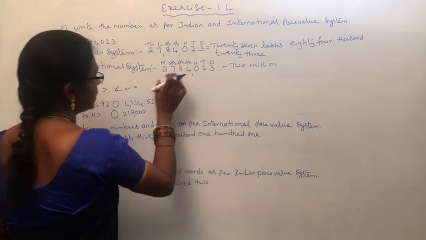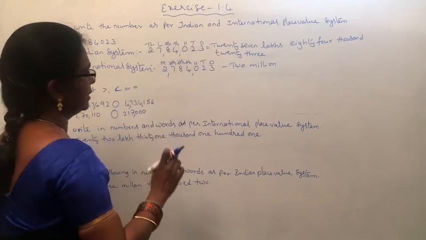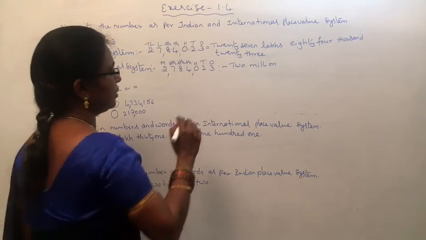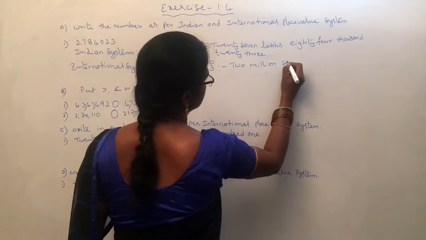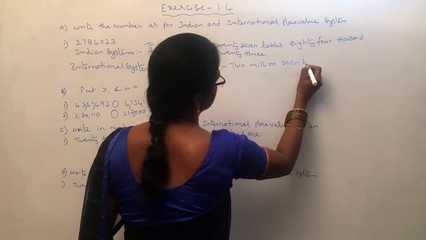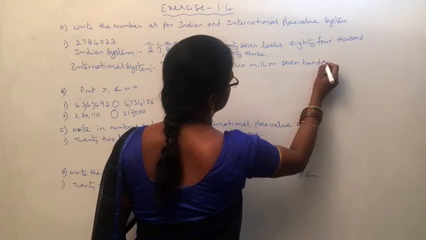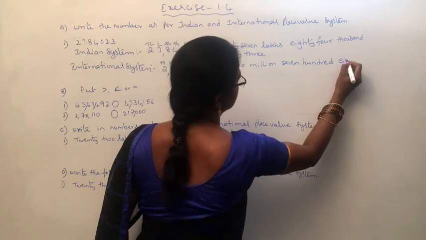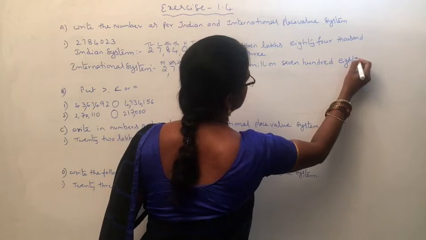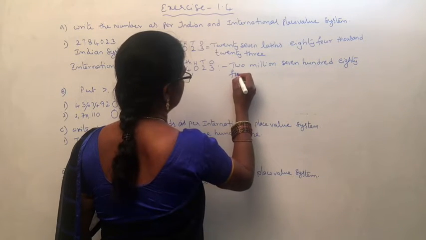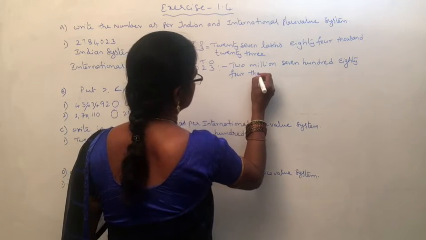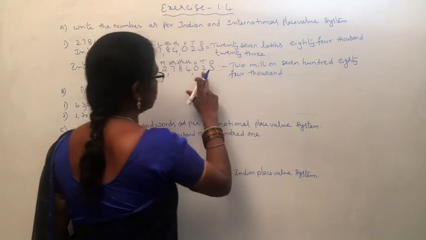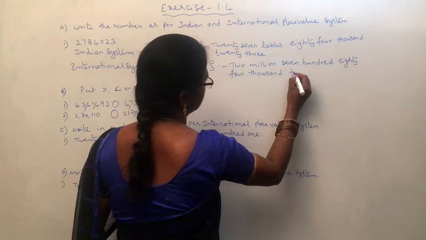Next, in the thousands period, three digits are there. 784. Then how to read? 784,000. Next, ones period. 0, 2, 3 means 23.